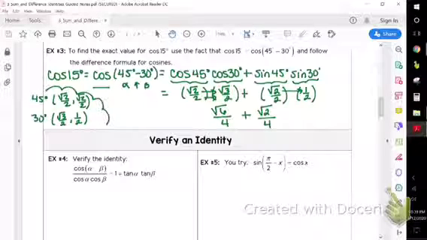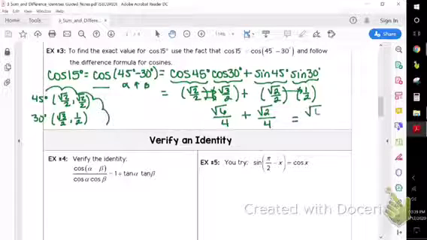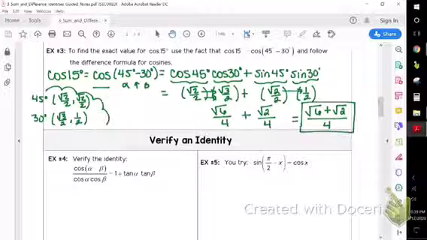Now, remember, adding fractions, you need a common denominator, which we have here. But I can't actually add those radicals, because the only way we can add radicals is if they have the exact same radicand, which is the number underneath it. So I'm going to add my numerators over my common denominator. Since I can't add them, and there are no numbers in front of them to help reduce, that's as far as we can go. So there's our exact value of cosine of 15 degrees.